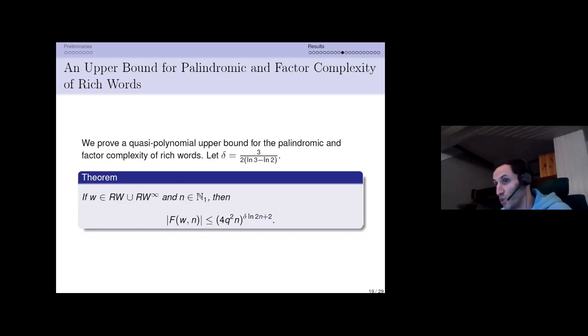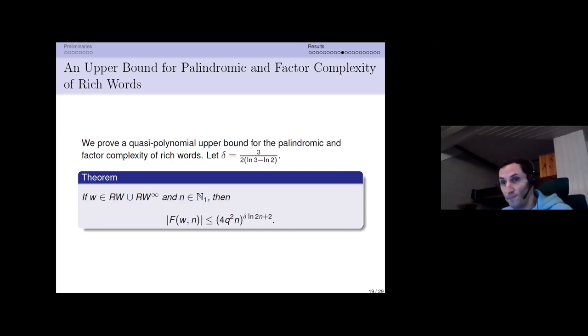But at the time, there was no good upper bound for the number of rich palindromes or for the factor complexity. So in the paper from 2017, I considered all palindromes. It is no longer necessary to consider all the palindromes. It is enough to use this upper bound, because I know that in a given rich word, there cannot be more rich palindromes than this upper bound, because this is the upper bound for the factor complexity.